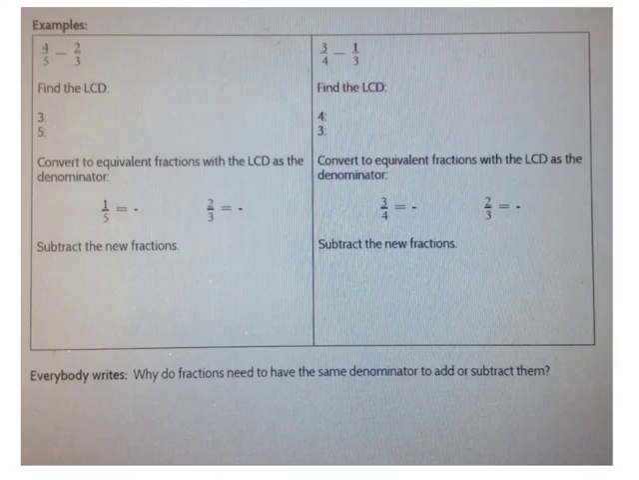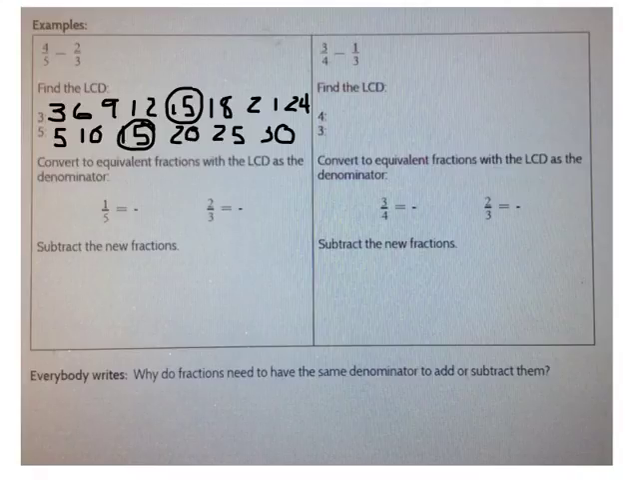Now let's do two more examples together before you try one on your own. 4/5 minus 2/3. First, we need to find the least common denominator. List the multiples of 3 and 5 and find the smallest number on both lists. 15 is the least common denominator. It's the smallest number on both lists.